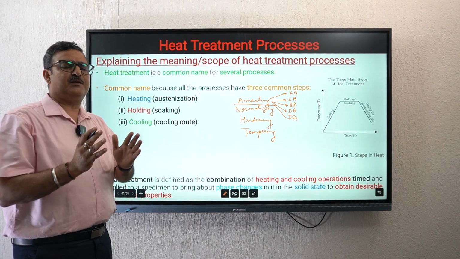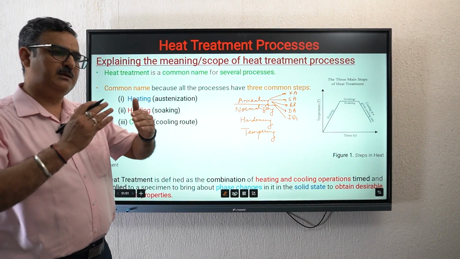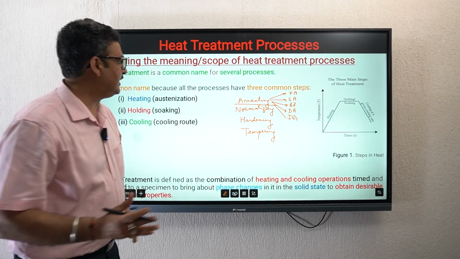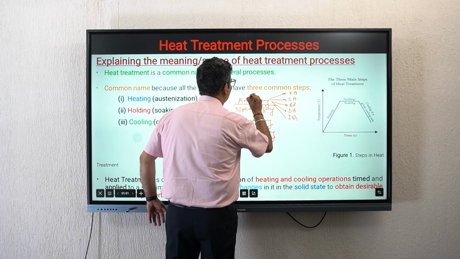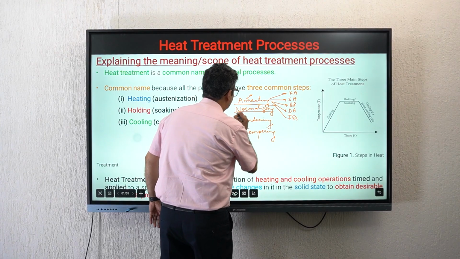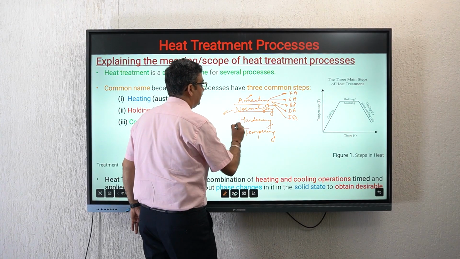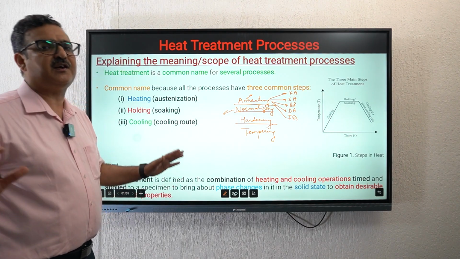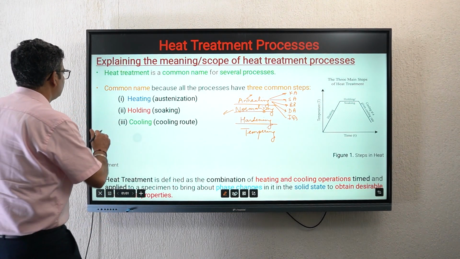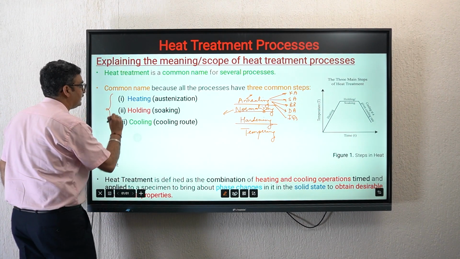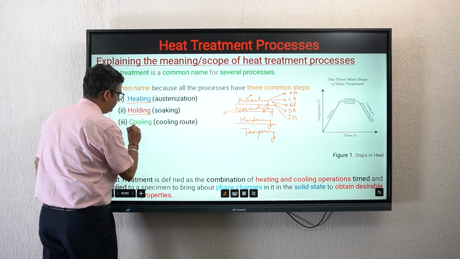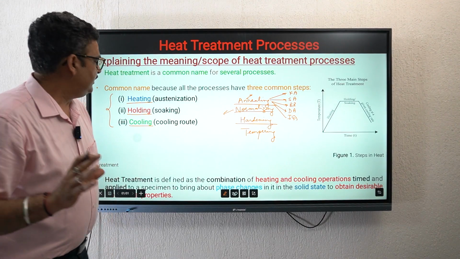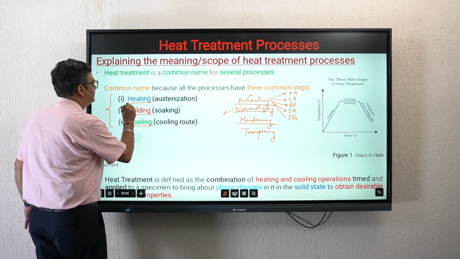And for every heat treatment process, the basic function is to improve upon the mechanical properties of a given steel. Yes, those properties may be different. Annealing is always to induce softness in a steel. Normalizing is always to increase the strength of the steel. Hardening is always to increase the hardness of the steel. But whatever heat treatment process it is, it has three common steps: heating, holding, cooling. So whether you are giving annealing, normalizing, or hardening, you are always going to follow these three steps.